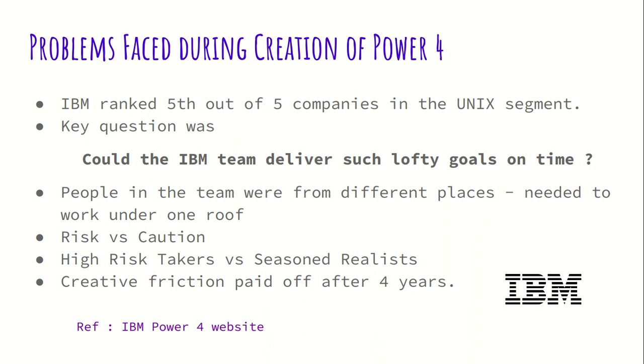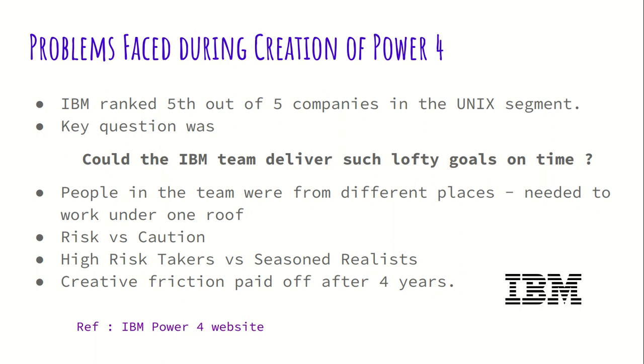However, during the development of Power 4, IBM faced a lot of problems. IBM was ranked 5th out of 5 companies in the Unix server segment. The key question posed to them was, could the IBM team deliver such lofty goals on time? The second critical question was that the people in the team were from different places. People were from Canada, Texas, Austin, California, and several other places. All of them needed to work under one roof in unison.